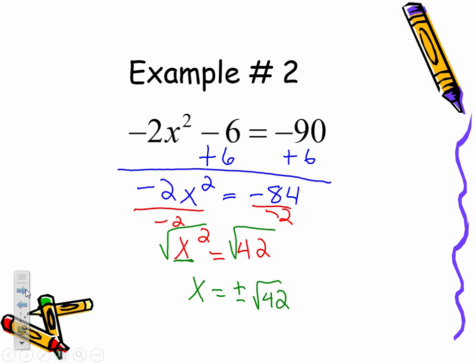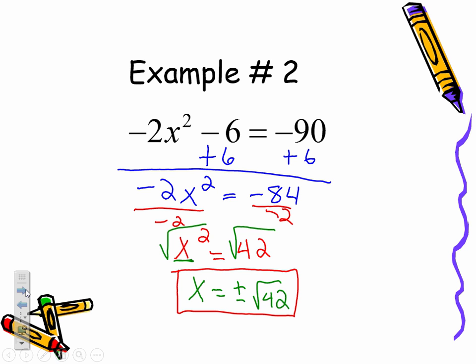Now I have to go through. Alright, 4 doesn't go into 42, 9 doesn't go into 42, 16 doesn't go into 42, 25 doesn't go into 42, 36 doesn't go into 42 evenly. So since none of those perfect squares goes into 42, this right here, ladies and gentlemen, is going to be our answer. X equals plus or minus the square root of 42.